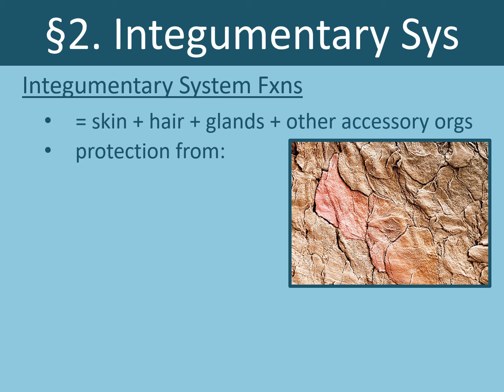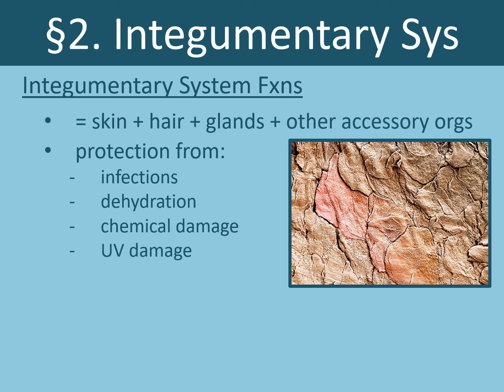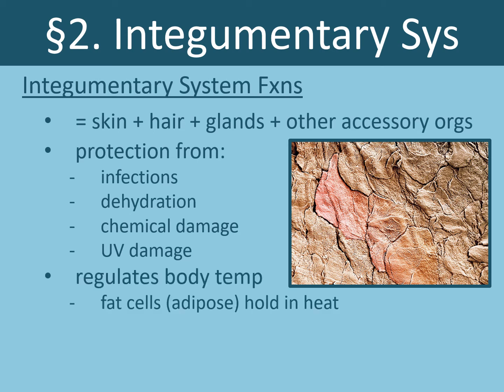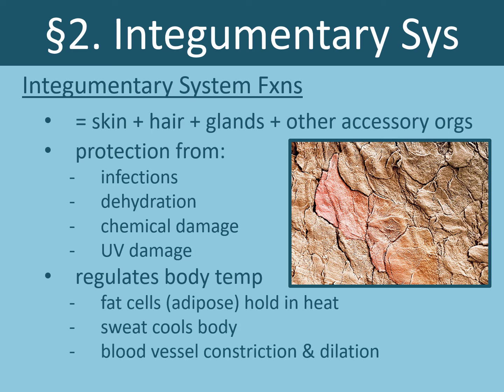The integumentary system protects us from infections, dehydration or drying out, chemical damage, and damage from the sun, particularly ultraviolet light. The skin also regulates our body temperature by holding in heat due to the presence of adipose tissue or fat cells, helps us cool off by releasing sweat, and can also cool or keep us warm with blood vessel constriction and dilation.